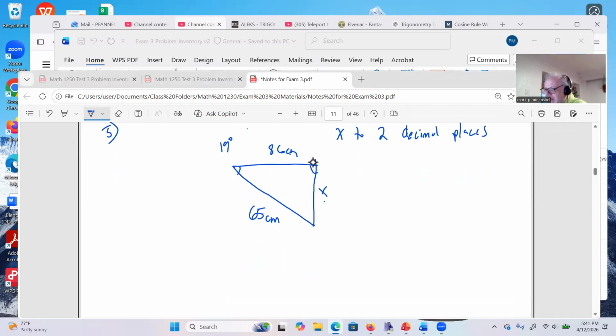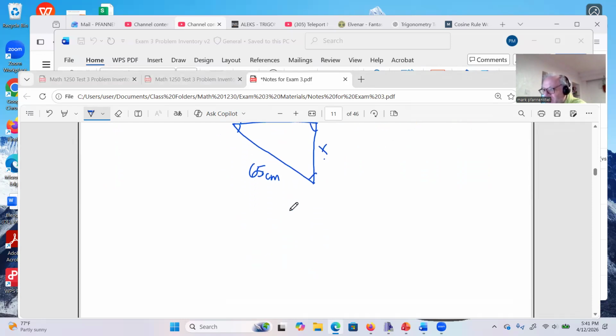We can't assume that that's a right triangle, so we have to use law of cosines. So the idea here is that we have two sides and the angle between them that is screaming, use law of cosines on this thing.